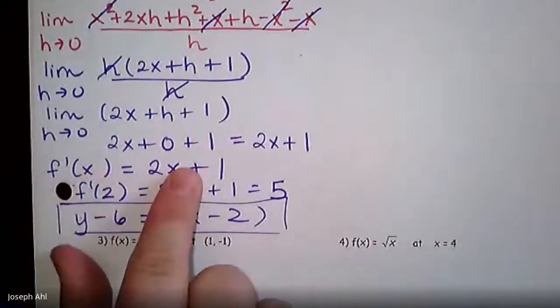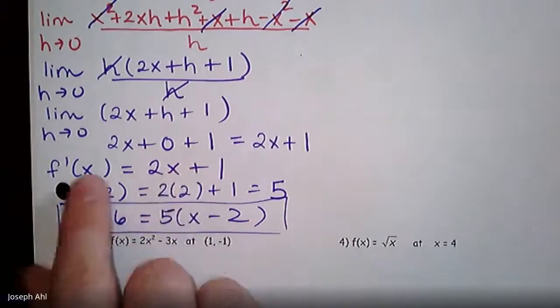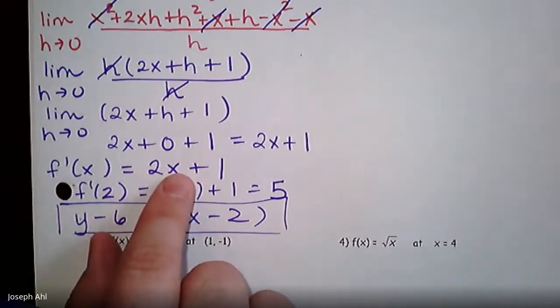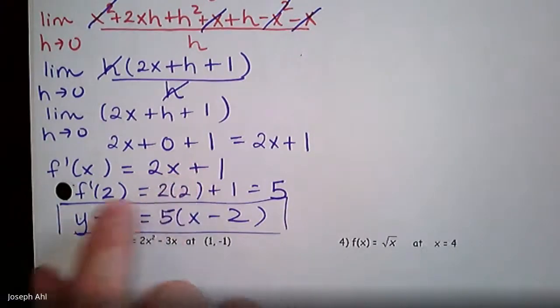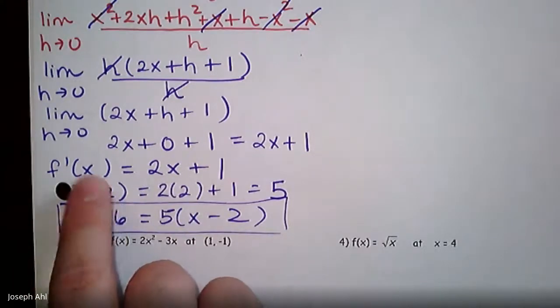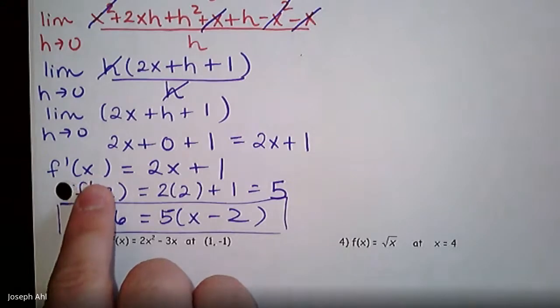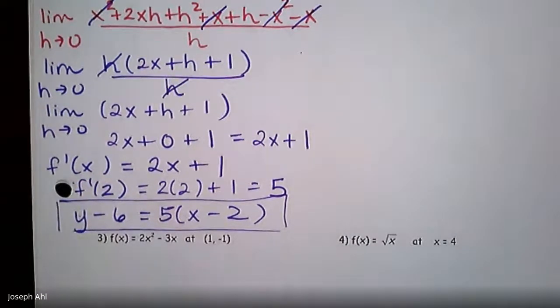The nice thing about having f prime of x is that you can find the slope of the tangent line at any value of x now. Not just at 2, but you could find the slope of the tangent line at negative 100 if you wanted to, okay? All right, let's go ahead and move across to number 2 there.